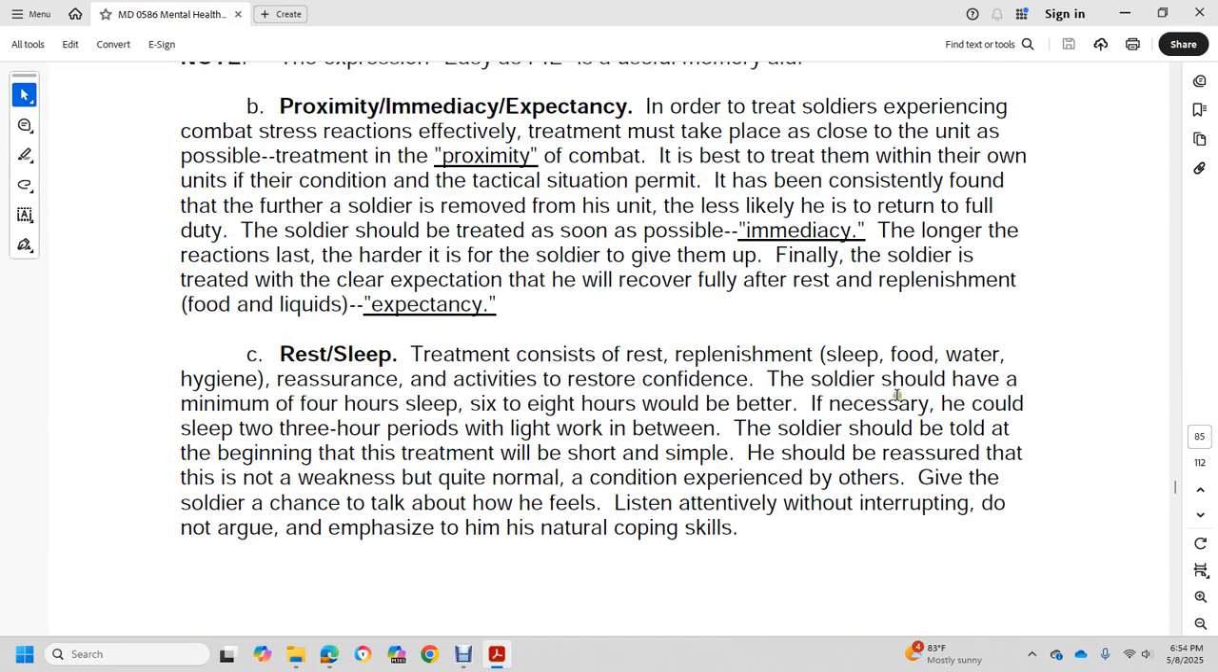Rest and sleep: treatment consists of rest, replenishment, sleep, food, water, hygiene, and the reassurance of activity restored. The soldier should have a minimum of 4 hours of sleep; 6 to 8 hours would be better if possible. He could sleep in 2 or 3 hour periods with light work in between.